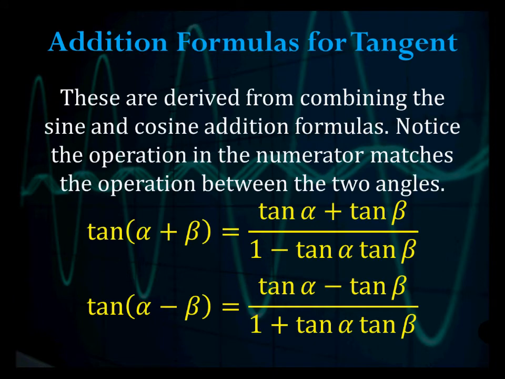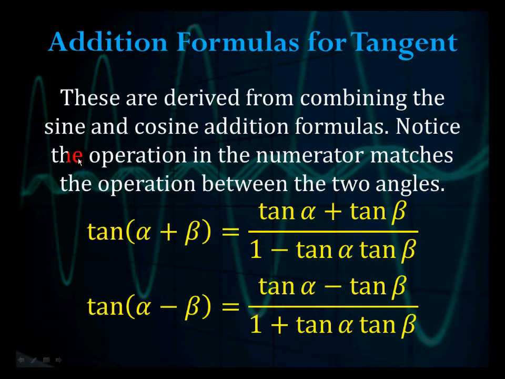Here we go. So the addition and subtraction formulas for the tangent. These are derived from combining the sine and cosine addition formulas. If you want to see how the book did it, you can go look in the book. But for now, all you need to see is that these are the formulas. The tangent of alpha plus beta equals tangent alpha plus tangent beta divided by 1 minus tangent alpha times tangent beta. The tangent of alpha minus beta is equal to the tangent of alpha minus the tangent of beta divided by 1 plus the tangent of alpha tangent of beta.